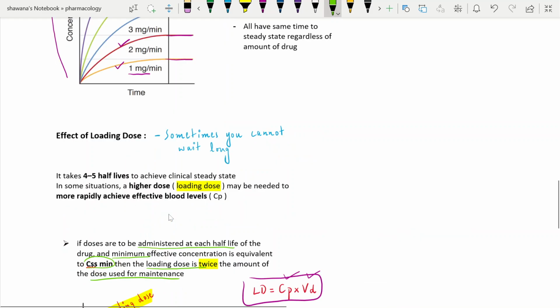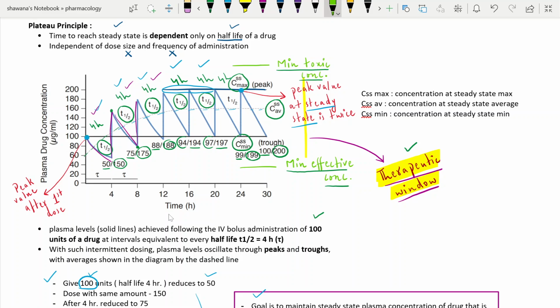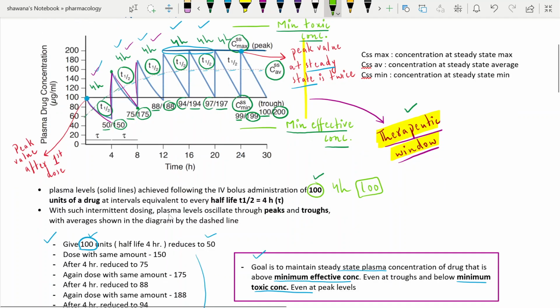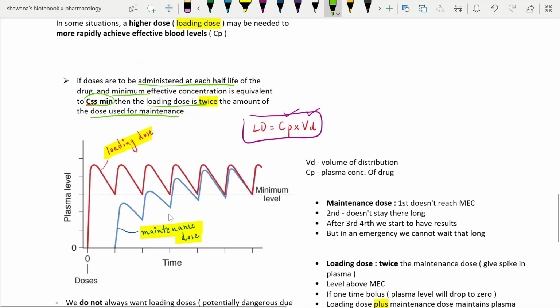What was the maintenance dose in this diagram? In this diagram, the maintenance dose was 100, right? At the first time we administered 100, and after each half-life we are administering the same amount of drug. So it's 100. So what will be the loading dose according to this paragraph? It would be twice the amount, so it would be 200. So we administered 200 mg at one time, followed by the maintenance dose, and then we achieve MEC, the minimum effective concentration.